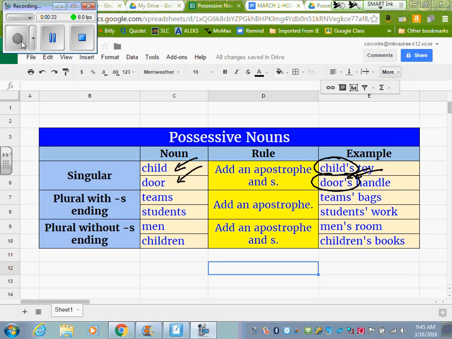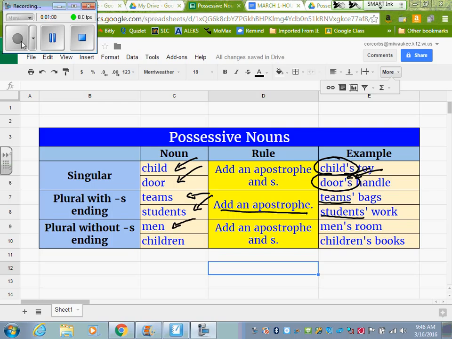Now, where a lot of people get tricked is usually when you have something that ends with S already, a word such as teens or students. When it already ends with an S, I find these to be quite easy. All you do is just add an apostrophe at the end of it. So teens stays the same, and you just put another apostrophe after it. Same thing for students. You keep the S, just add an apostrophe after it. That's simple.